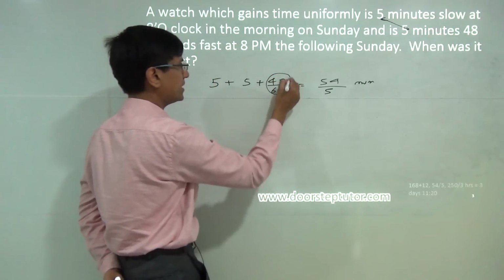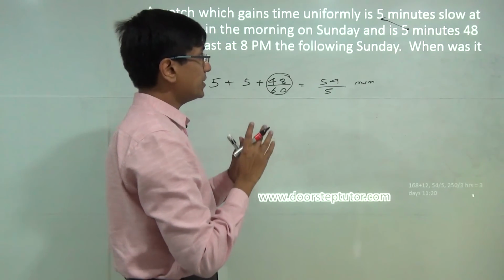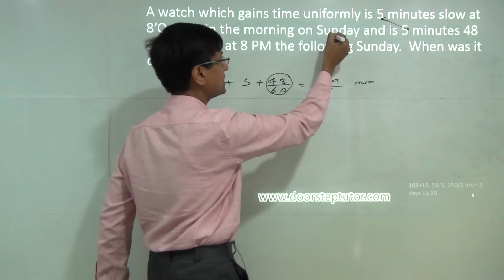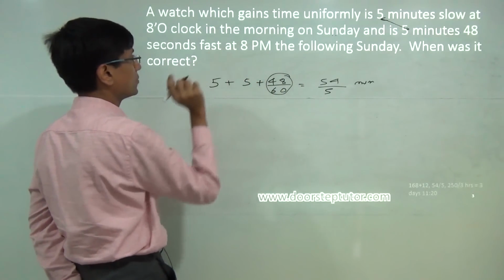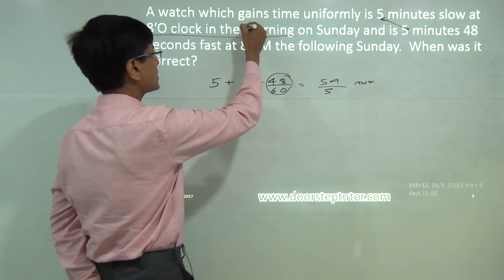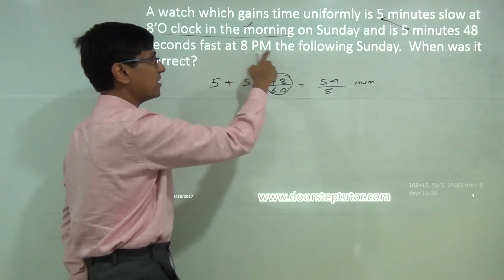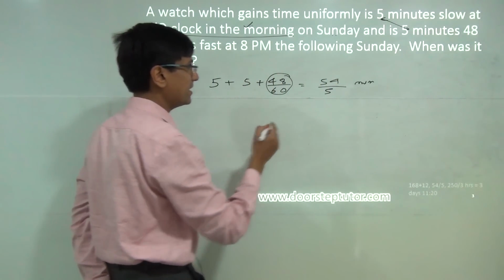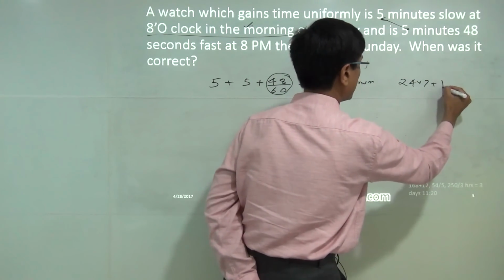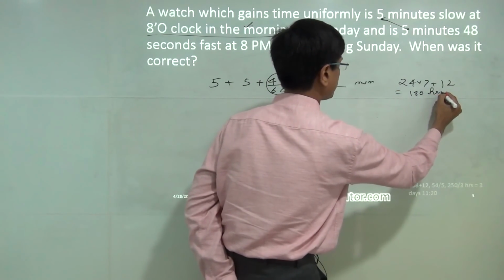Notice I have converted these seconds also to minutes. Now this gain has happened in how much time? What is the duration from this Sunday to the subsequent Sunday? Notice that the examiner is trying to trick the student here. We are starting from the morning of Sunday and ending on Sunday evening. So there is a 12-hour thing here. So the total duration is 24 into 7 plus the 12-hour duration. This comes out to be 180 hours.